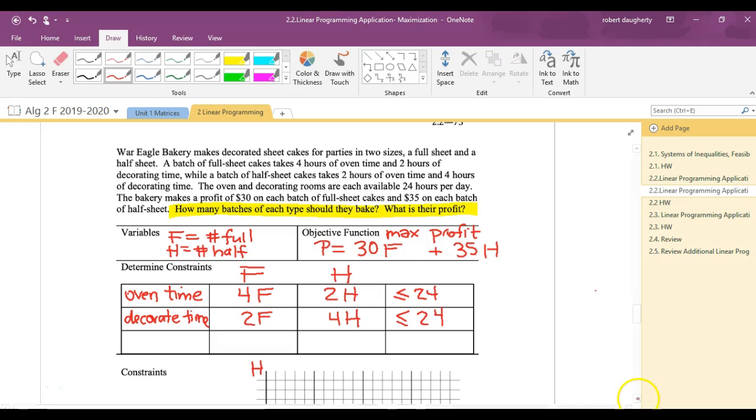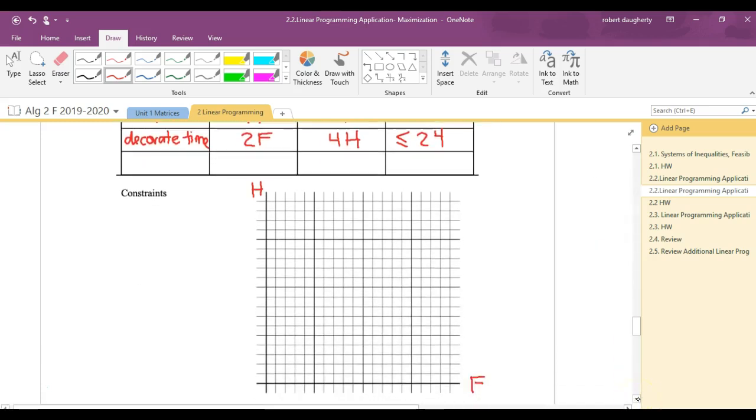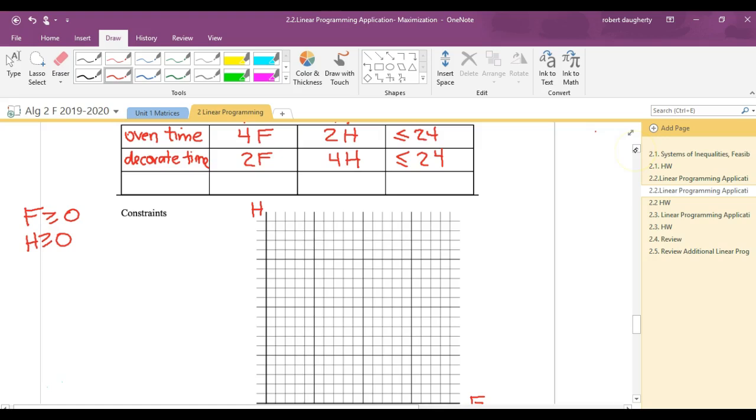So let's go now to graphing. Constraints: do not lose points because you forgot to write F is greater than or equal to 0, H is greater than or equal to 0. And now I've got the two constraints that I will graph. I'm going to have 4F plus 2H is less than or equal to 24, and the next one is 2F plus 4H less than or equal to 24.